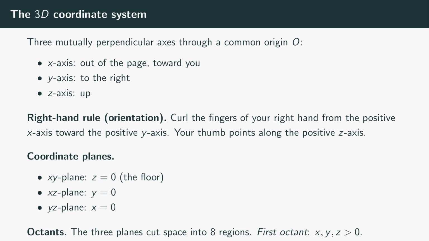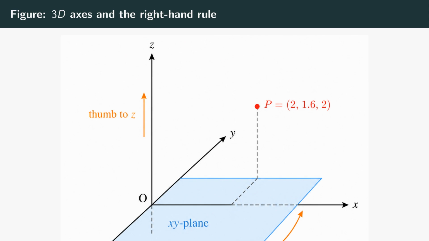Those three planes cut space into 8 regions called octants, the three-dimensional analog of the 4 quadrants in the plane. The first octant is the one where all three coordinates are positive. The others don't have universally agreed upon numbers, so people usually just describe them by the signs of x, y, z. Here it is. Three perpendicular axes through the origin with the standard orientation.